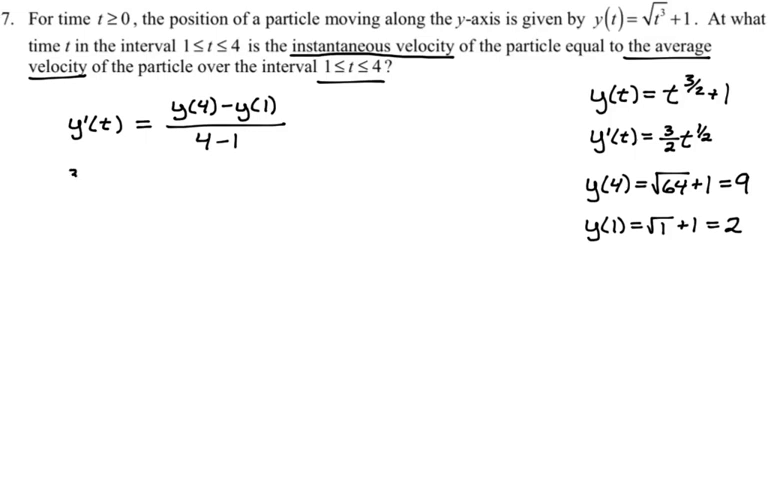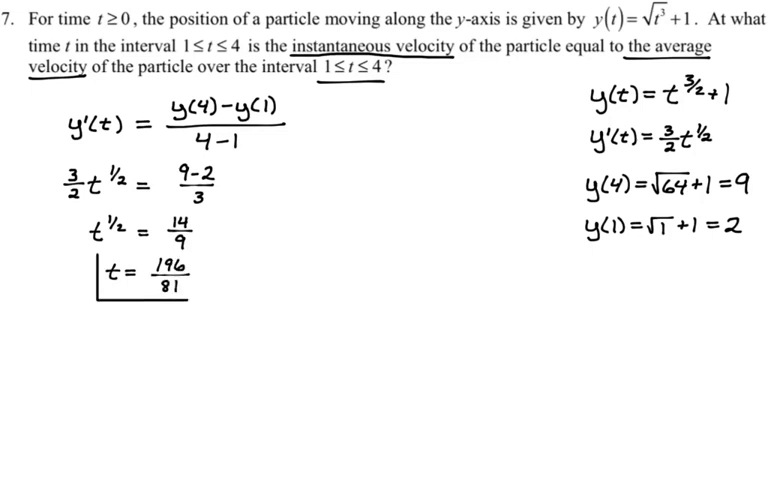All right, so over here we got 3/2 t to the 1/2 equals 9 minus 2 over 3. So 9 minus 2 is 7, and then times 2 is 14, and then divided by 3. So I'm multiplying both sides by 2/3. So I get this, and then square it. So 196 over 81 is the value of t at which the instantaneous velocity equals the average velocity on the interval from 1 to 4. So we answered the question.